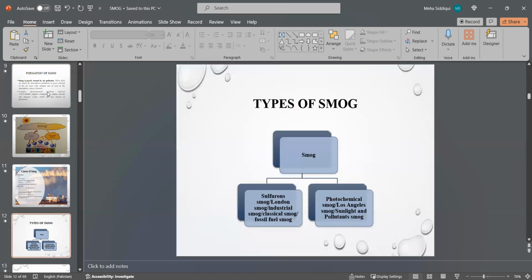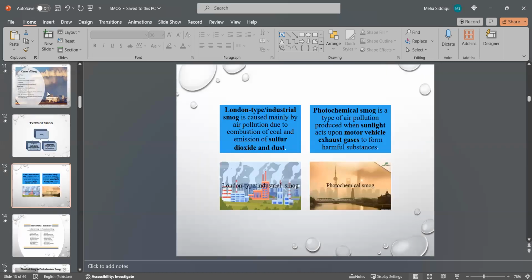Now, there are two main types of smog. Sulfurous smog, which is also known as London smog, industrial smog, classical smog, or fossil fuel smog. And the other one is photochemical smog. Other names are Los Angeles smog, sunlight smog, and oxidizing smog. London type or industrial smog is caused mainly by air pollution due to combustion of coal and emission of sulfur dioxide and dust. Photochemical smog is a type of air pollution produced when sunlight acts upon motor vehicle exhaust gases to form harmful substances.